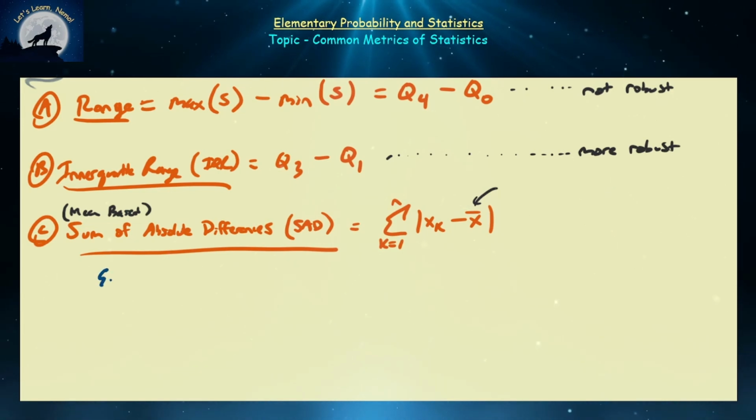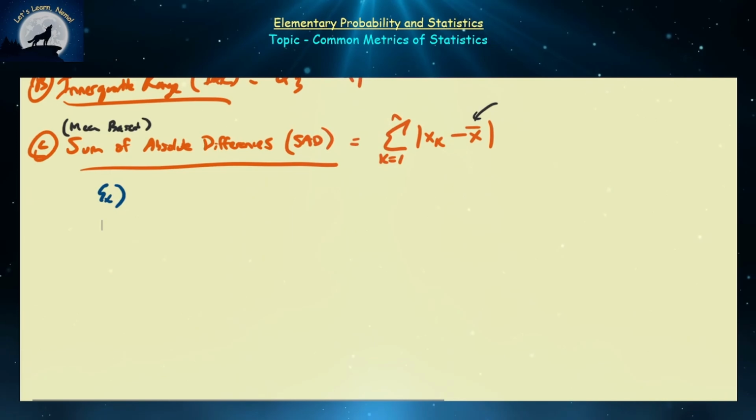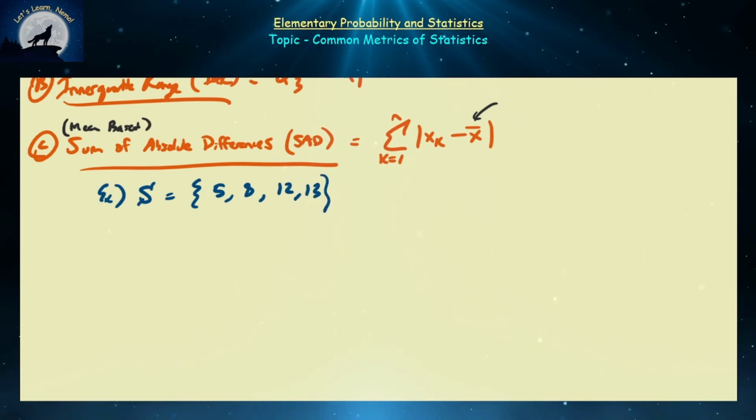So let's actually look at an example of how we would calculate the sum of absolute differences for a set. Let's assume that our data set S is, let's choose a short data set, 5, 8, 12, and 13. And I leave for you to verify that the arithmetic mean of this data set will be equal to 9.5. So once we have the arithmetic mean, then we can calculate the mean-based sum of absolute differences. So what would that be?